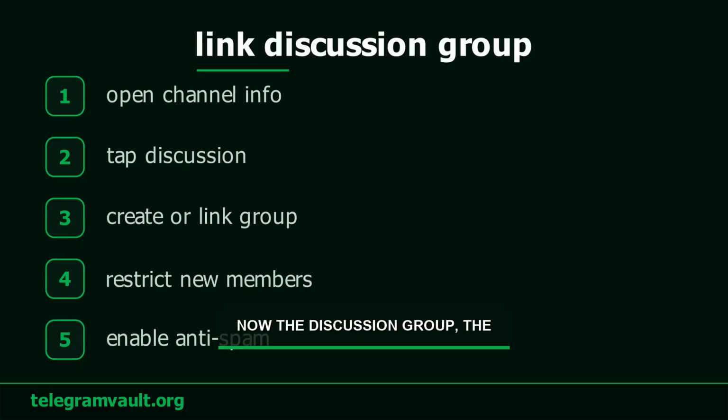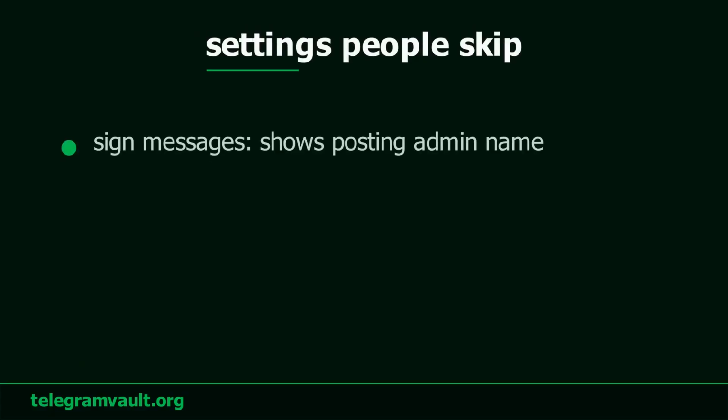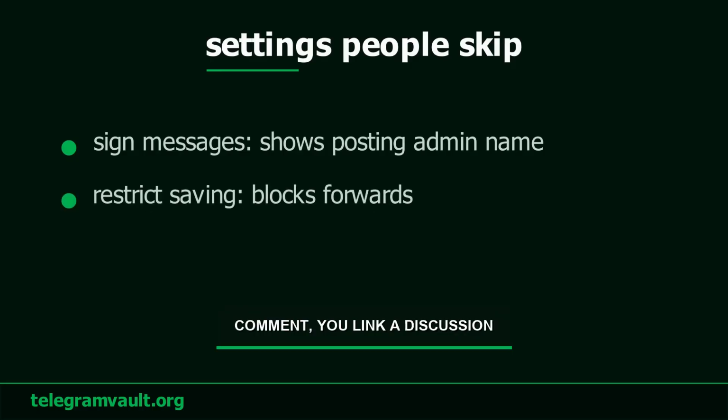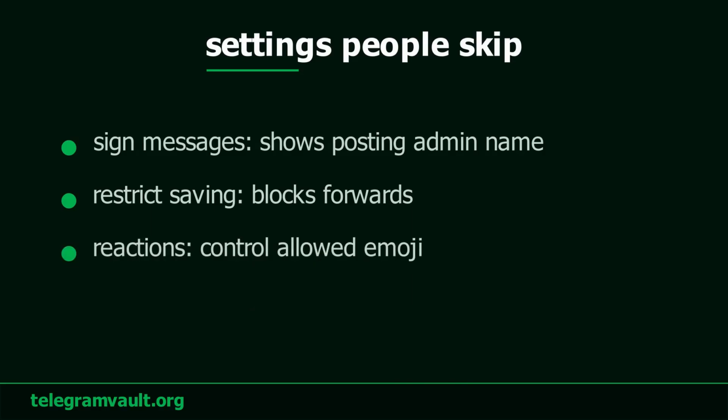Now the discussion group, the comments feature. A channel by itself is one way: only admins post. If you want subscribers to comment, you link a discussion group to the channel through channel info, discussion, and either create a new group or link an existing one. Comments on channel posts then flow into that group.